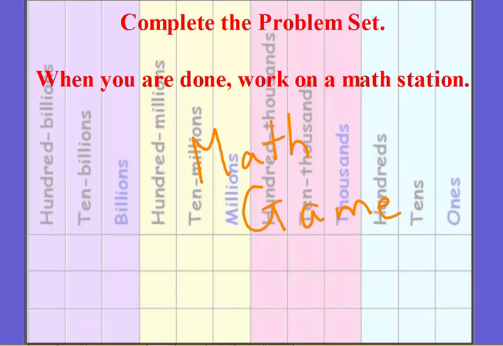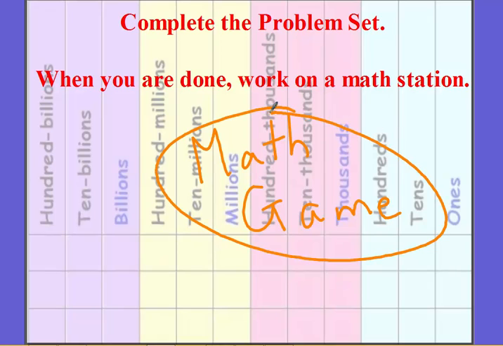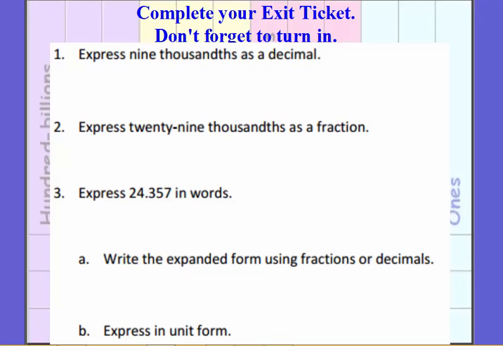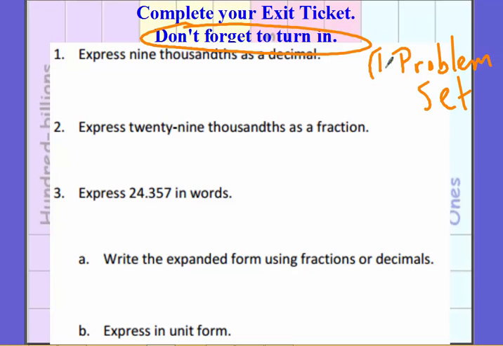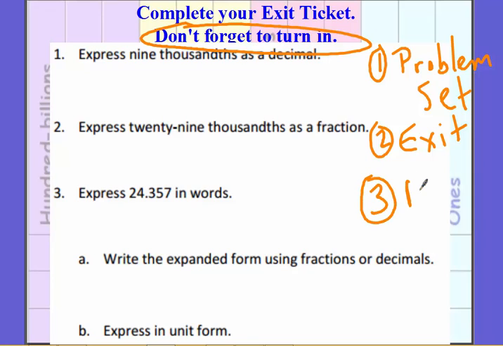Before you go to the math game though, since you're on the computer, you have a slightly different problem. After you complete this problem set, before you work on a math station, you're going to complete your exit ticket. Don't forget to turn it in. So your order is problem set. Then if you're on the computer, it is your exit ticket. And then you may play math games. Alright, good luck.